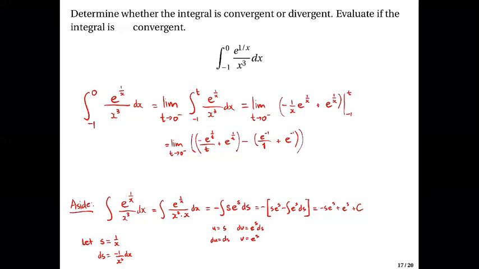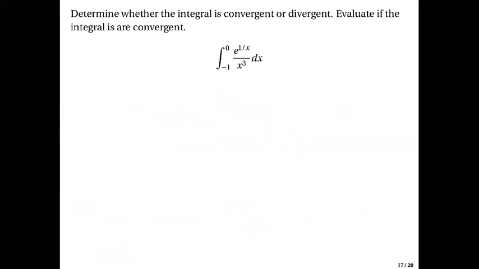Let me use another page. So in the previous page, we want to solve for the limit of e to the 1 over t divided by t. Note that as t goes to 0 from the left, 1 over t goes to negative infinity. And therefore, e raised to 1 over t will go to 0, which means this is 0 over 0.